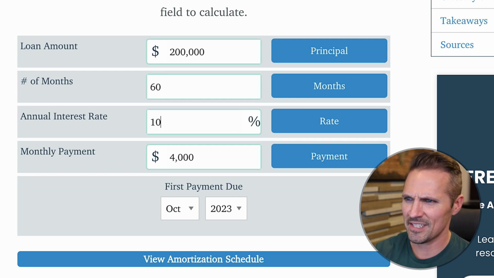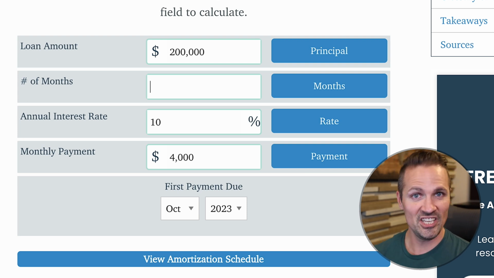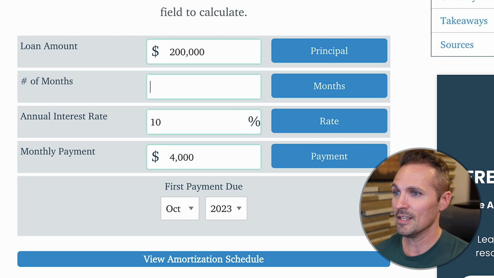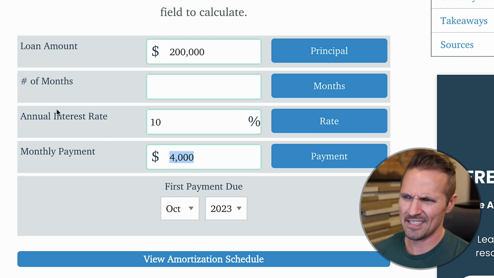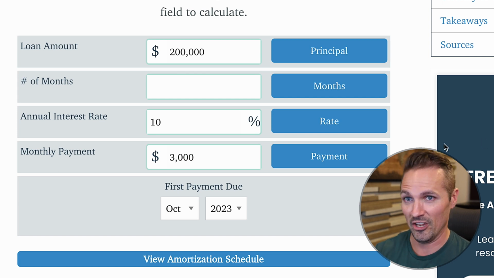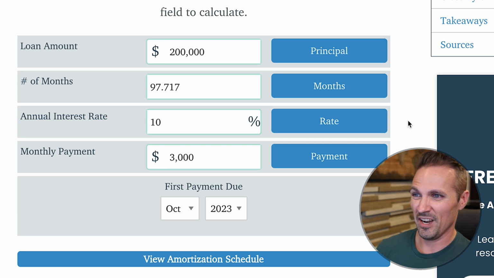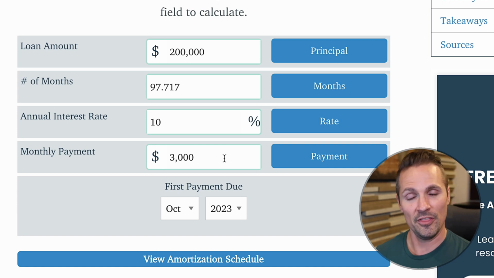Or let's say that 10% interest rate was fine, but the number of months, that doesn't really matter. That could be paid off over 10 years, 5 years, 3 years, whatever. So if these other things have to be true, and let's say the monthly payment has to be only $3,000. But again, the number of months doesn't matter. We would just clear that one out and we can calculate for that. So that would have to be paid off over about 98 months if those other three things were true.